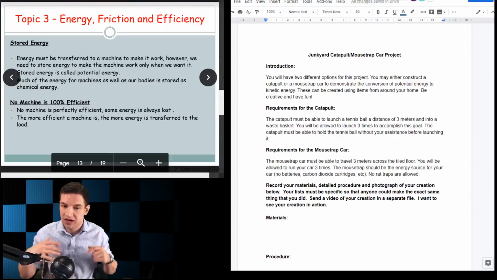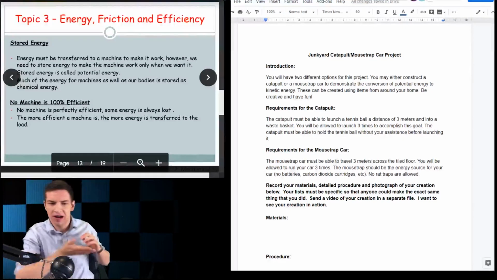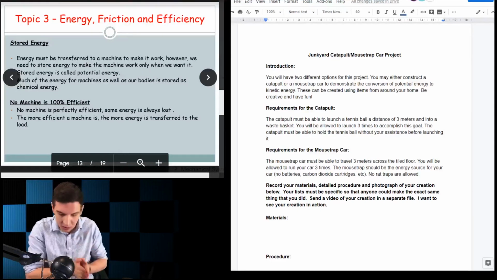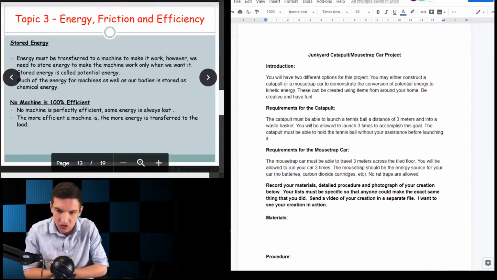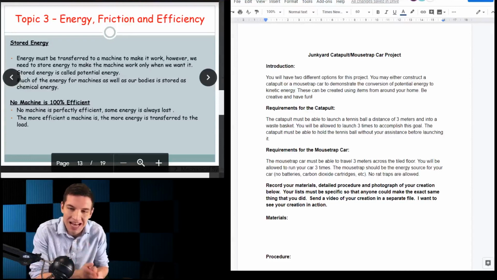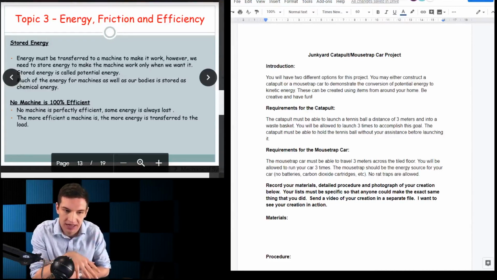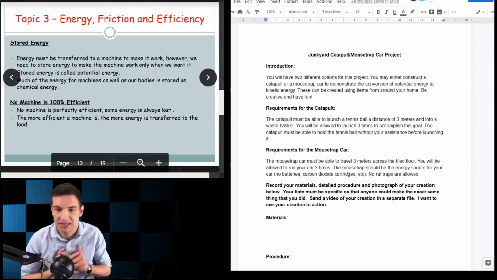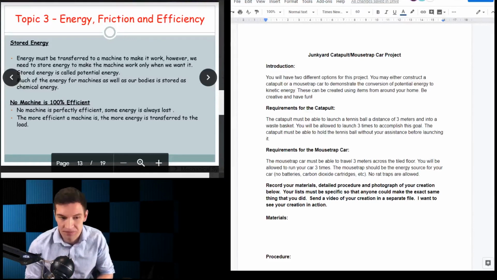So these can be created using items from around your house. The only thing, be creative, be fun. Not everyone's has to be the same here. So be creative. If you don't have exactly what it says on here, or what you think should be it, improvise, right? Ask your parents, ask me. I'm sure people can help you out.